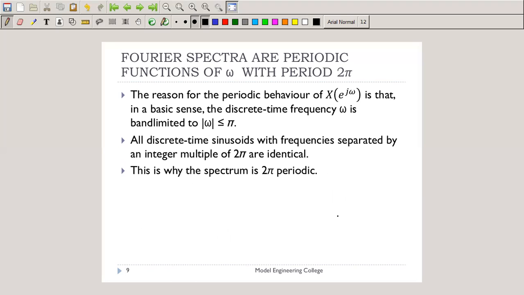The reason for the periodic behavior of the spectrum X(e^{j omega}) is that, in a basic sense, the discrete time frequency omega is band limited to pi. That is, modulus of omega is less than or equal to pi. So the maximum value is equal to pi in this case. Therefore, we need only a frequency range of 2 pi. In other words, all discrete time sinusoids with frequencies separated by an integer multiple of 2 pi are identical. This is why the spectrum of x(n) is a periodic spectrum. That is, X(e^{j omega}) is a periodic function of omega with the period 2 pi.